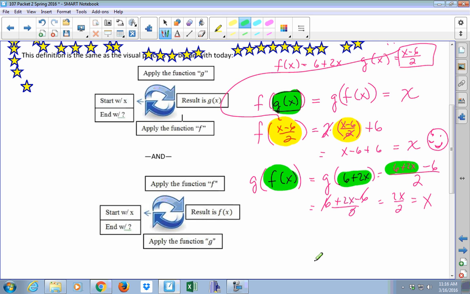What's in front of my x? Right here, 2x divided by 2.